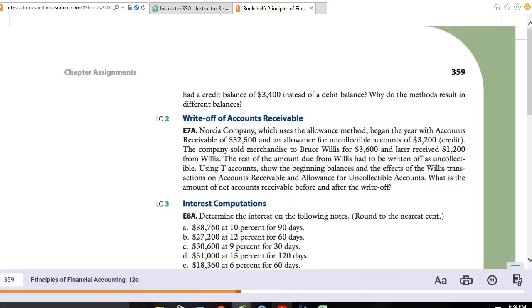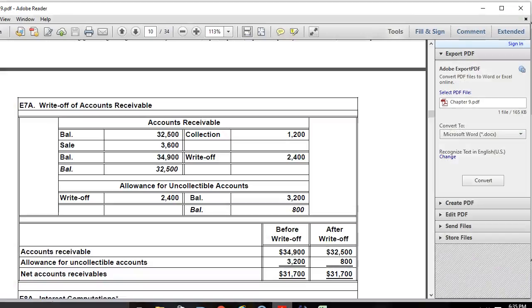The company sold merchandise to Bruce Willis for $3,600 and later received $1,200 from Willis. The rest of the amount due from Willis had to be written off as uncollectible. Using T accounts, show the beginning balances and the effects of the Willis transaction on accounts receivable and allowance for uncollectible accounts. What is the amount of net accounts receivable before and after the write-off?